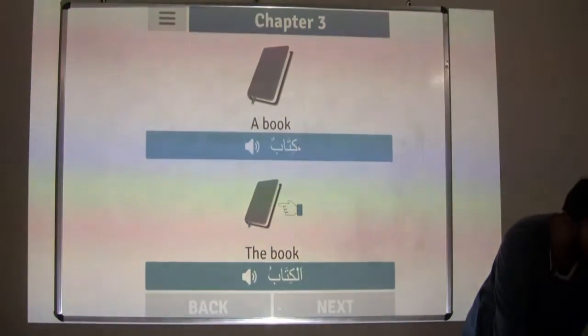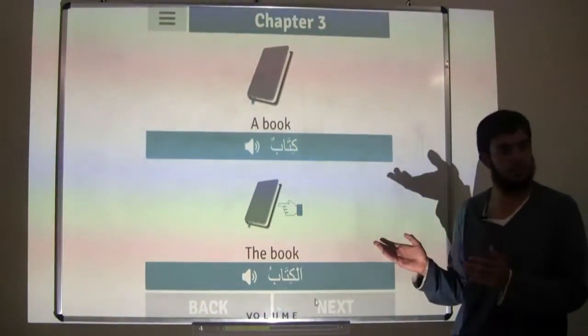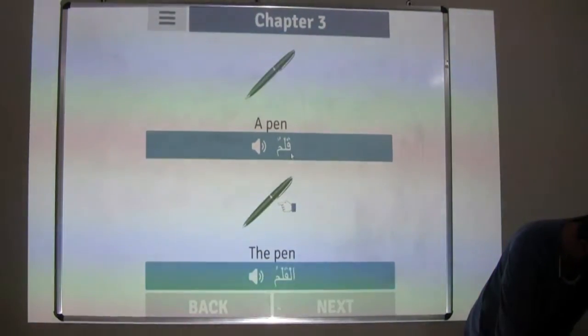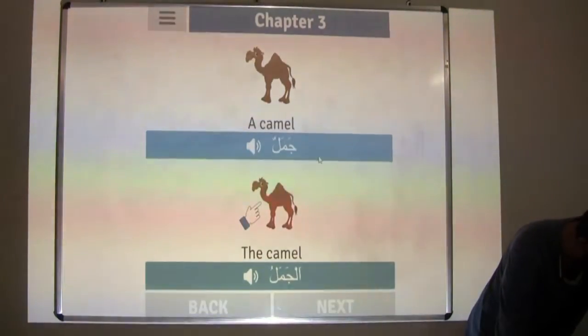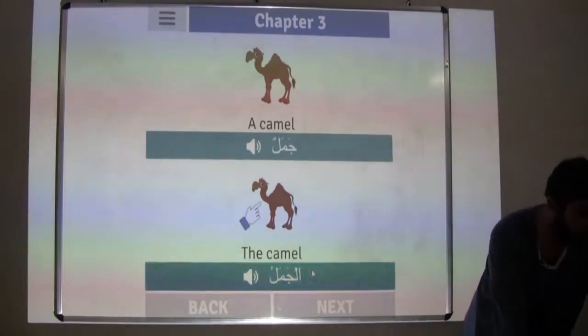Kitabun. Al kitabu. I think you've understood the rule. Let's move on. Qalamun. Al qalamu. Jamadun. So this can refer to every noun. Same rule.